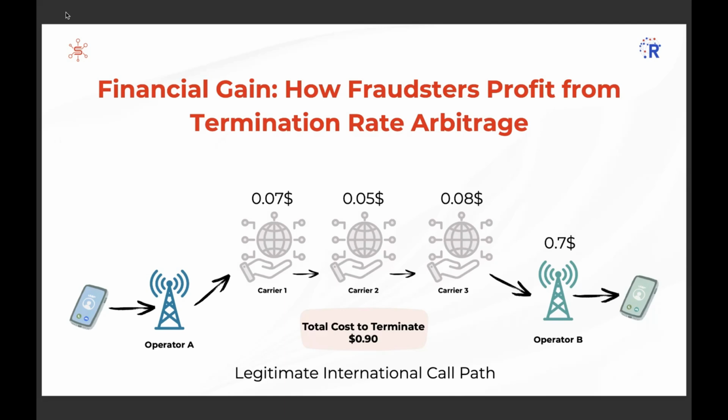Now let's talk about one of the biggest reasons CLI spoofing works: money. Spoofing is not just about tricking people. It's also about creating huge financial gains for the fraudster involved. And it all comes down to the difference between international and national termination rates. On this first slide, you can see how a legitimate international call works. The call starts with operator A, travels through a chain of international carriers, and finally lands with operator B in the destination country. Each carrier along the way takes a small fee, and at the end, operator B charges a high international termination rate, in this case 70 cents per call.